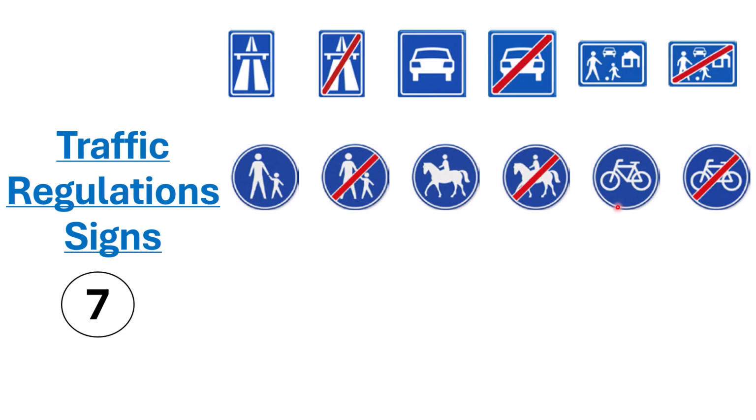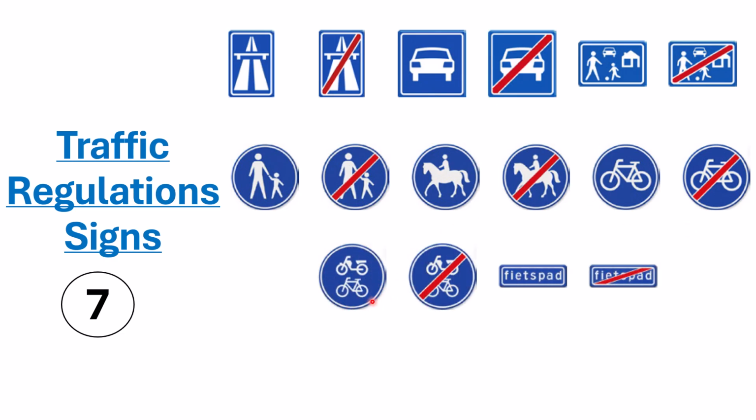And this signboard means the compulsory cycle path, bicycle path. If this signboard is used, you will have to use the dedicated bicycle path. You cannot use any other path. And this signboard is the end of bicycle path.